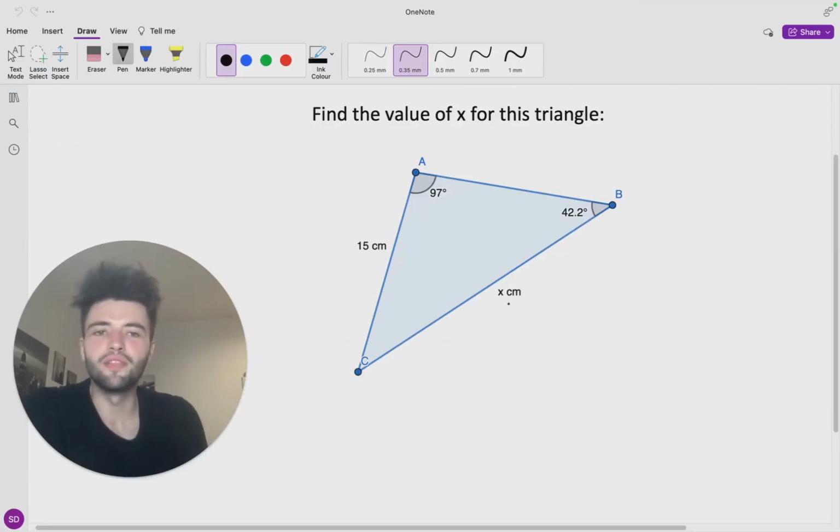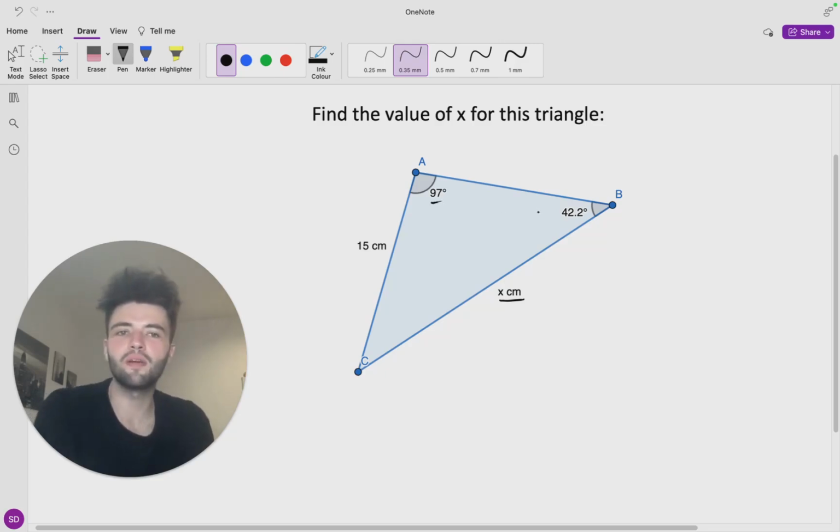So in this question, we're asked to find the value of x in this triangle, and we can see x here is one of the side lengths. And so if we look at what we have here, we've got this angle of 97 degrees up here on the top. We've got another angle of 42 degrees, or 42.2 degrees, and another side length of 15 centimeters.